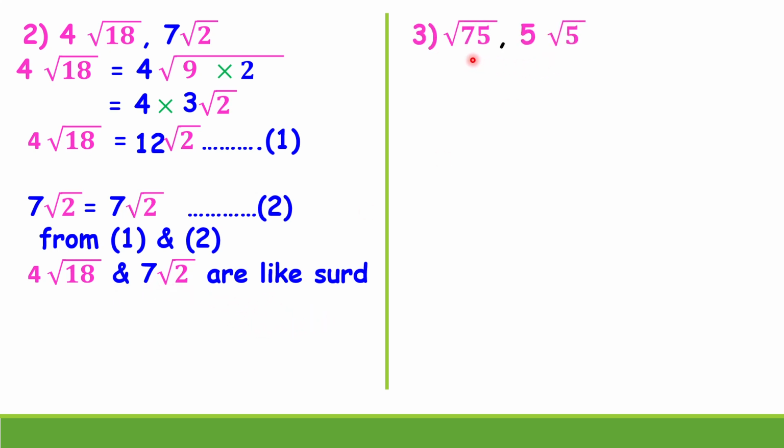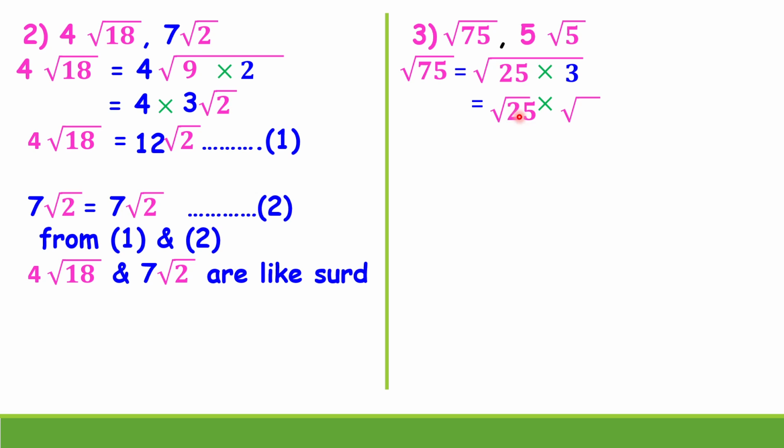Third example, root of 75 and 5 root 5. First we write both surds in their simplest form. The first surd given is square root of 75. Tell me the order of the surd, which is 2, and this order is already minimum. Now can you split 75 into two factors? Yes, we split this 75 into two factors. By which perfect square number will 75 be divided? 75 will be divided by perfect square number 25. Therefore 25 threes are 75. We take separate square roots here.